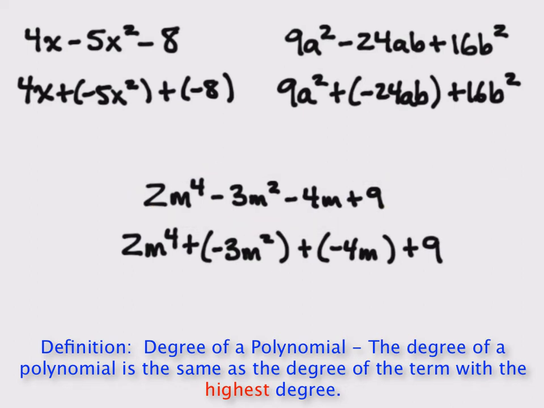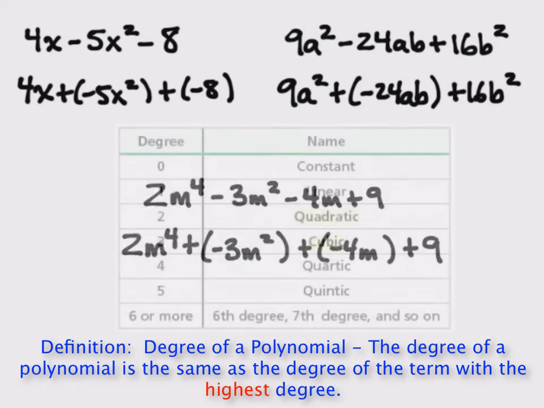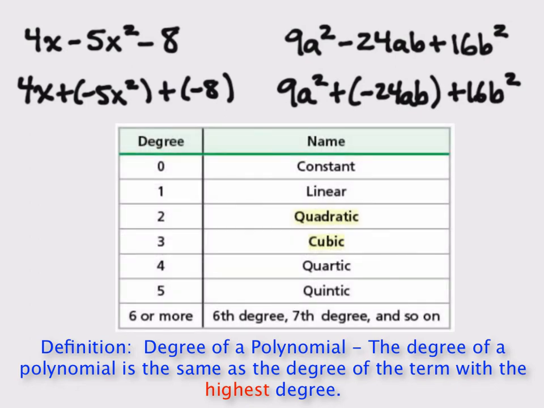And again, some polynomials have special names based on the degree of that polynomial. Polynomials of degree 0 are called constant. Polynomials of degree 1 are called linear. Polynomials of degree 2 are called quadratic. Polynomials of degree 3 are called cubic. Of degree 4 are called quartic. Of degree 5 are called quintic. And then after that, you just say 6th degree, 7th degree, and so on.